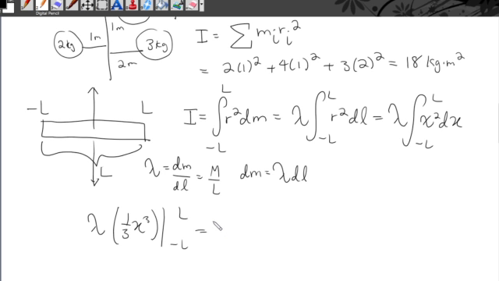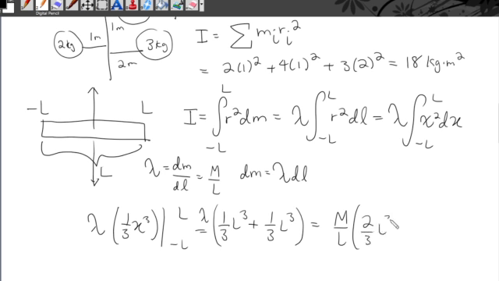Okay, so then we have 1/3 L cubed, and this all multiplied by lambda. So 1/3 L cubed plus 1/3 L cubed. And then since lambda is m over L, we have m over L times 2/3 L cubed, which is 2/3 L squared.